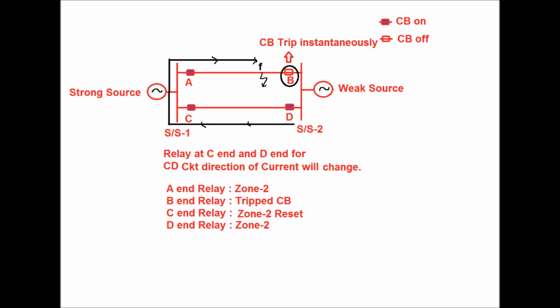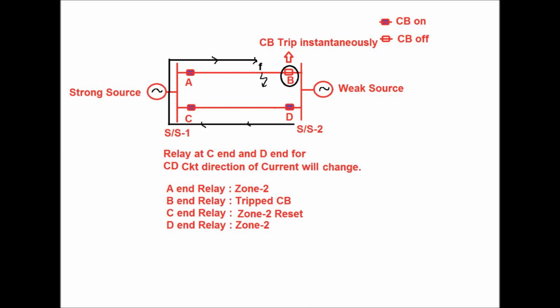Now the A end relay will detect this fault as zone 2 as it was earlier, and since zone 2 is a time delay tripping for the POTT scheme, it will trip after the communication time delay, that is normally 2 to 3 milliseconds. And the B end relay, since it has already sent a trip signal to the circuit breaker, will trip the circuit breaker. Again for the C end relay, the zone 2 detection will be reset since it will be a reverse fault and the fault point is located far from the zone 4 detection.